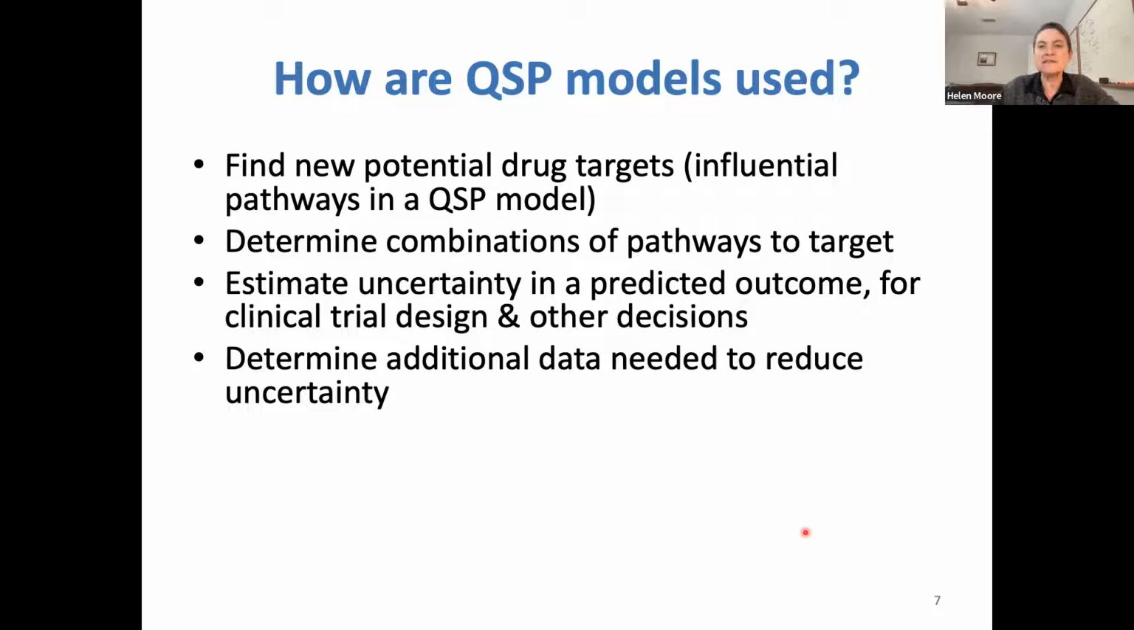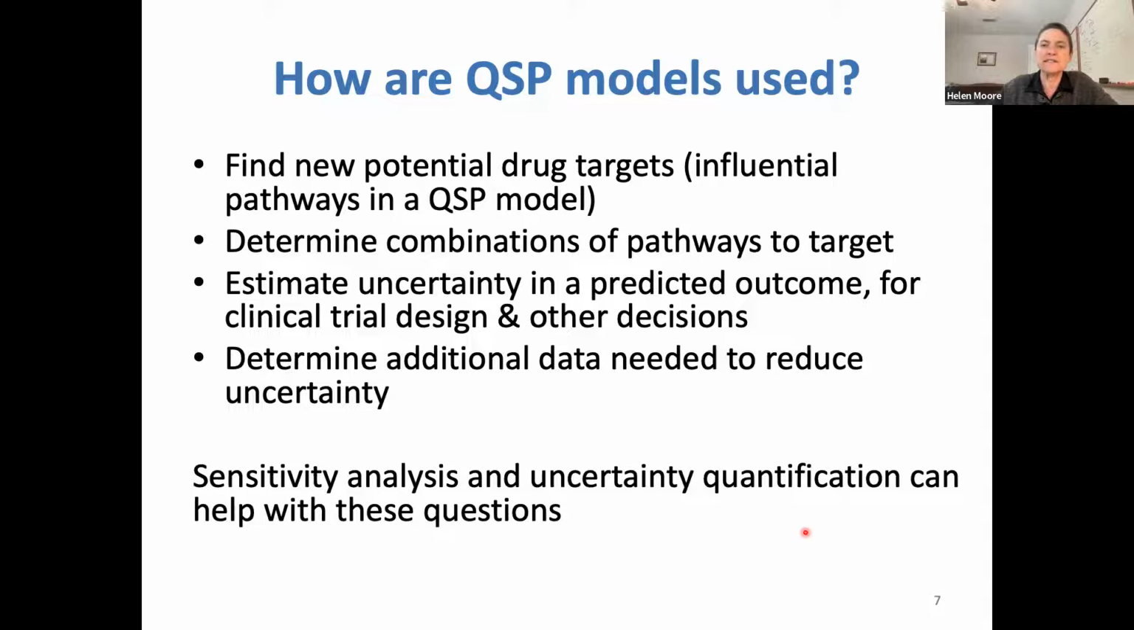So a lot of these uses and others can be supported using sensitivity analysis and uncertainty quantification. So that's the theme of this presentation.